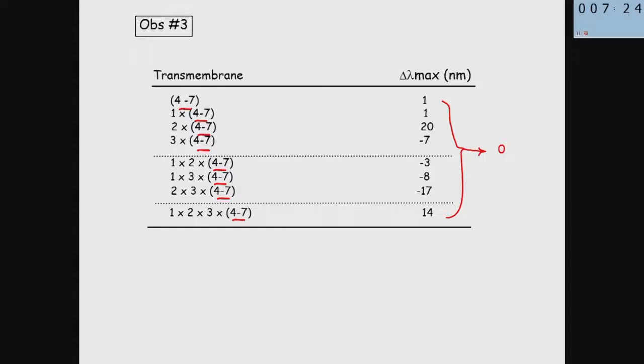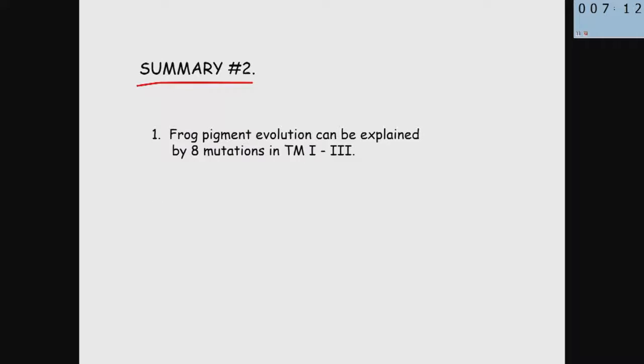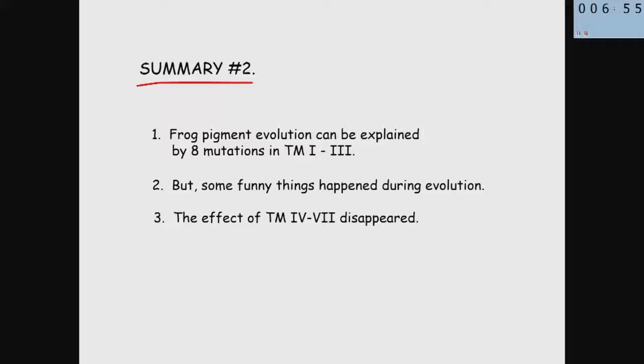However, when you add them up, all the individual interaction effects from 4 to 7, the functional impact disappears. That's a cool part. So the summary here is that frog pigment evolution can be explained. I'm very careful, I use "explained by" 8 mutations in transmembrane 1, 2, 3. But some funny thing happened during evolution, and the effect of transmembrane 4 to 7 disappeared at the last step of evolution.